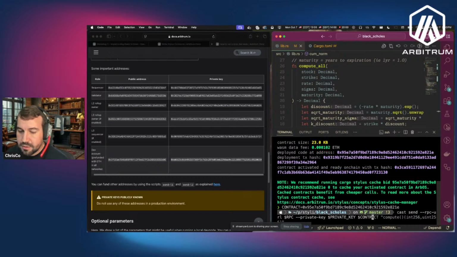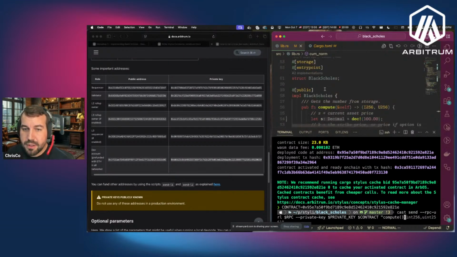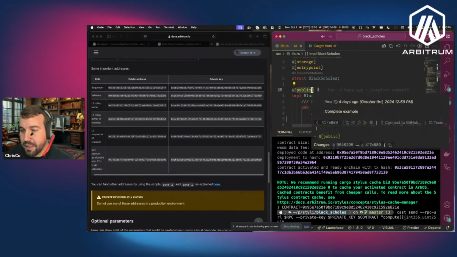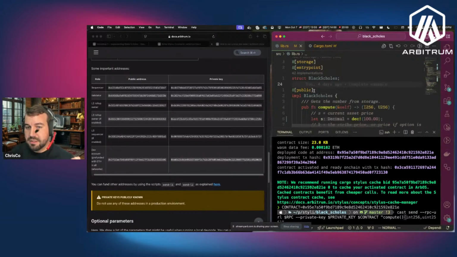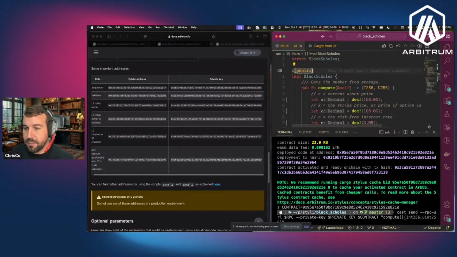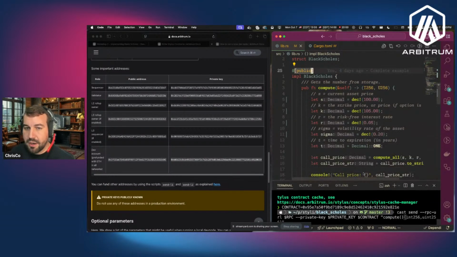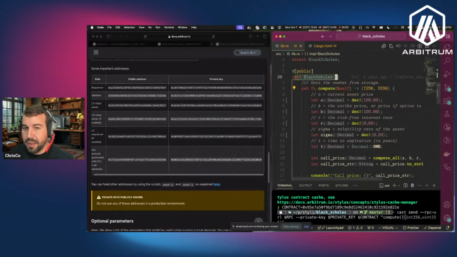And I'm just going to fill that in there so that it fills that in for me. And then I'm calling that compute function, which is this function up here. Since it's on public, I've basically said these are my public functions here. And I only have the one, as you notice, within this impl block. So I only have the one public function.